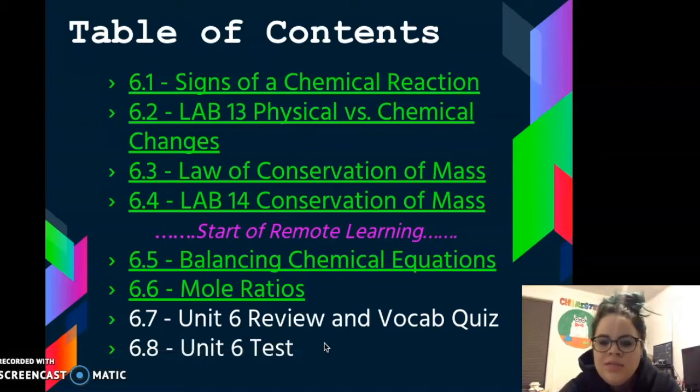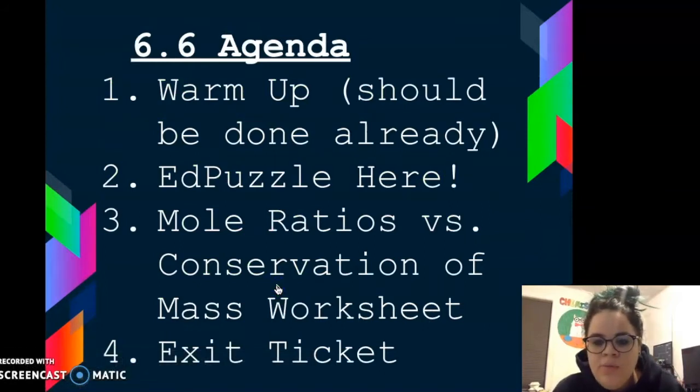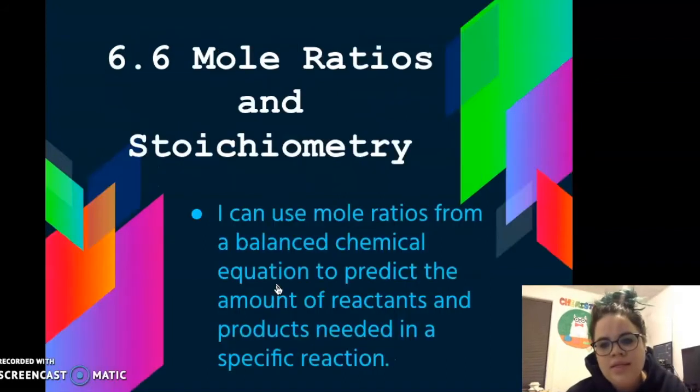Still trying to figure out how tests are going to work, but I'm going to guess it's going to be through Castle Learning on a locked mode, meaning they're not going to give you your hints and things like that. But look out for more information. I've posted your unit review sheet and everything along with this assignment, okay? So today we are doing our warm-up. Hopefully you've already done it. We're going to go through our Edpuzzle and learn about mole ratios. Your work today is going to be a worksheet doing mole ratio problems along with conservation of mass problems that we did before remote learning started, and then you'll end class with an exit ticket.